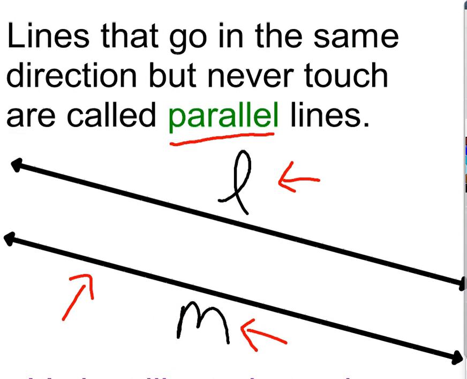Another good example are latitude lines, like on a globe or a map. Those are parallel, right? And longitude lines. Yep, lines on the flag. A lot of different examples.